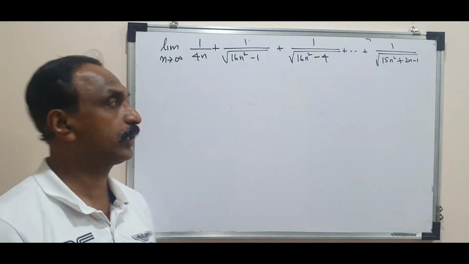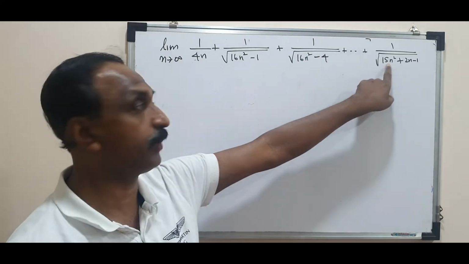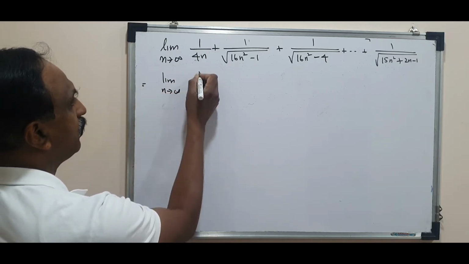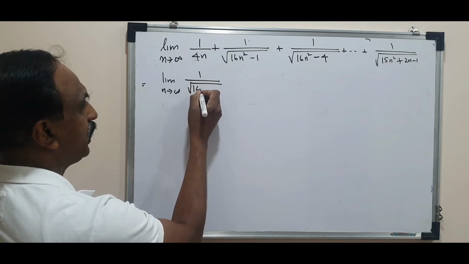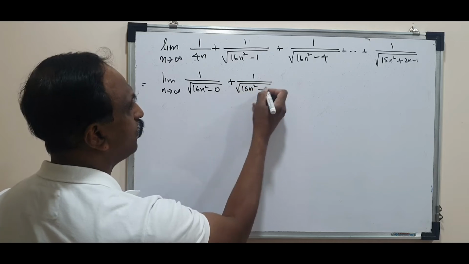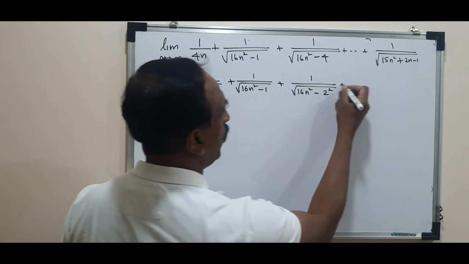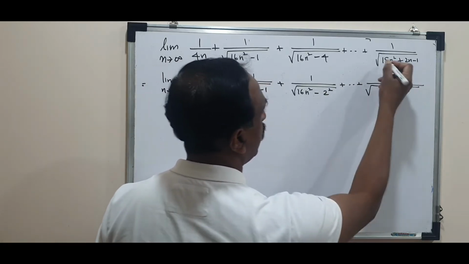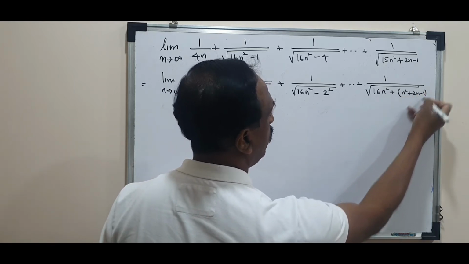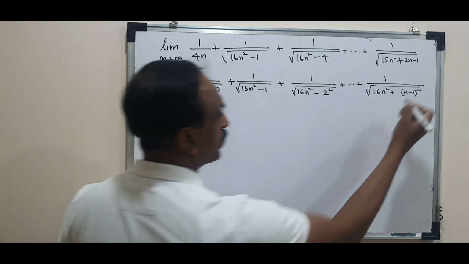Let's practice more. Let's look at this one. First of all, we have to generalize. 16n square is present, 16n square is present, 16n square is not present here. We can make it 16n square, so modify it. Limit n tends to infinity, 1 upon root 16n square minus 0, plus 1 upon root 16n square minus 1, plus 1 upon root 16n square minus 2 square. And for the last one, I will add and subtract n square: 16n square minus n square plus 2n minus 1. This can be written as n minus 1 the whole square.